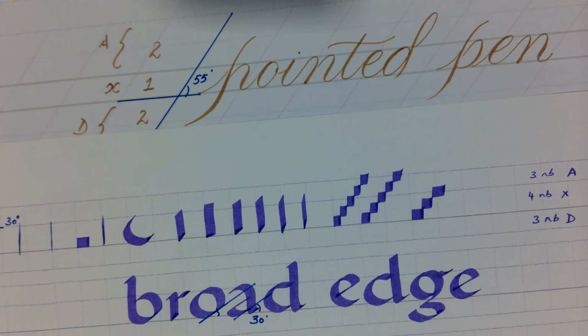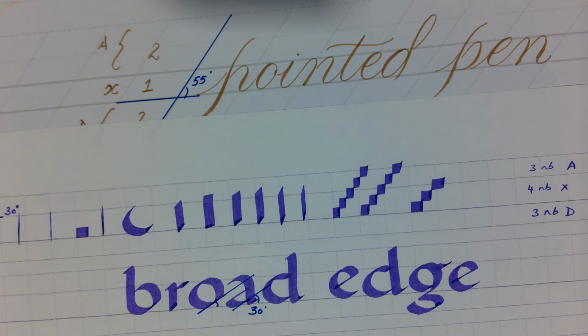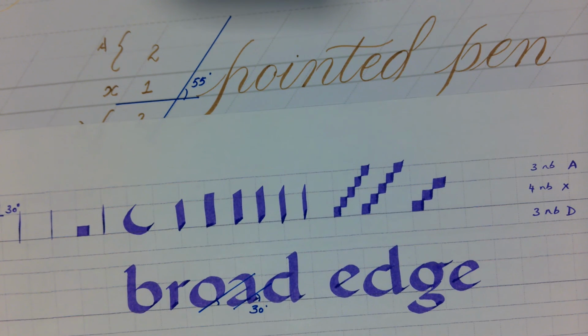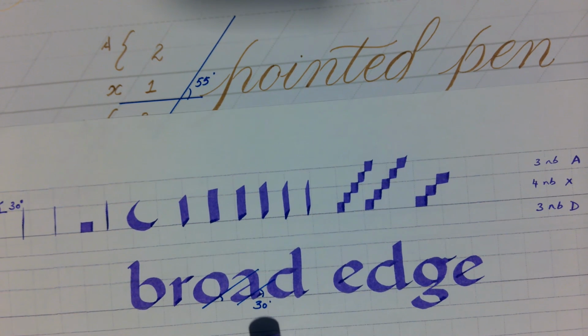However, in broad edge, since the tool itself is different, the guidelines are always created using nib widths, squares stacked one on top of another using the broad edge or the nib that you are using, and then you create the ratio as 4 nib widths in the X height space and 3 nib widths in the ascender and descender space. And this is typically for foundational hand. Regarding the angle, foundational hand is written at 30 degrees from the baseline, which means the angle at which you hold the pen should be 30 degrees from the baseline.